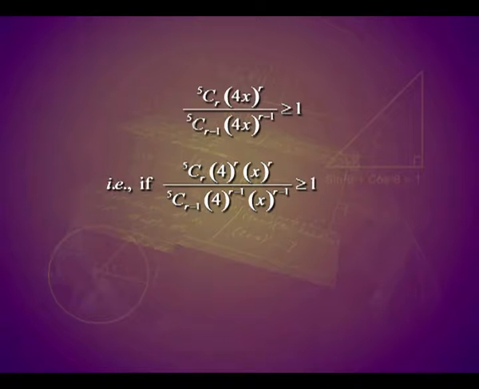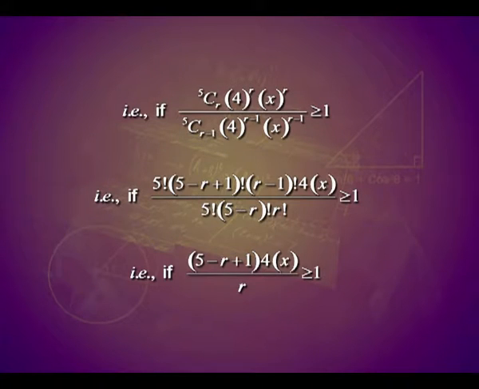If I simplify this and divide, I will have my expression reduced to a condition or a value from where I can deduce what term I am going to get. So, rewriting 5Cr and 5C(r-1) in terms of factorials, simplifying between 4^r and 4^(r-1) in the denominator, combining powers of 4, I get only a 4 left, and x^r divided by x^(r-1) will give me a power of x as 1.